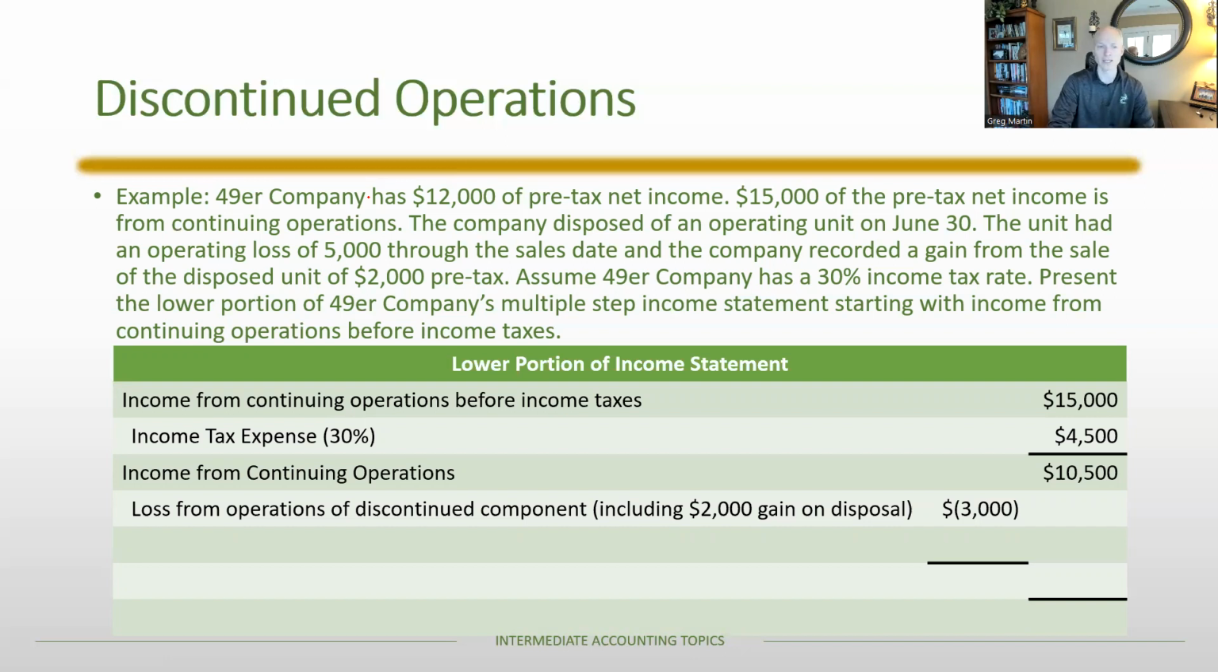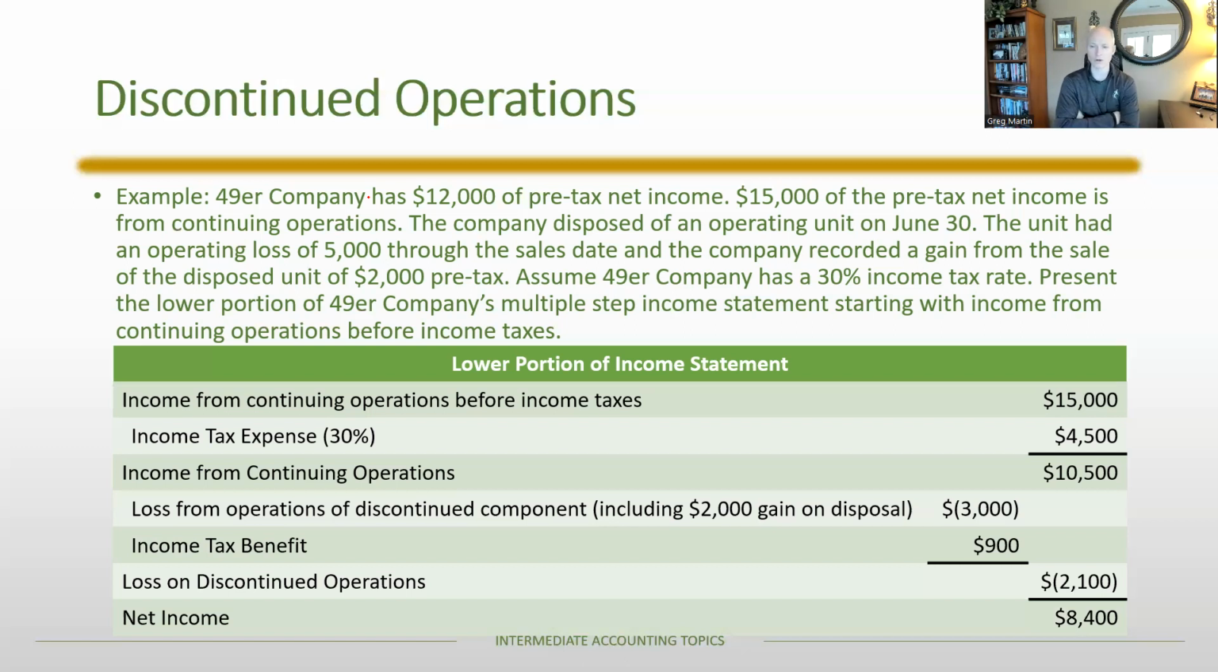And so we're just trying to identify that there. And then the income tax benefit, because it's a loss, it's an income tax benefit. So it reduces the taxes. So it's a positive number. And so then that net loss, the loss on discontinued operations, then is the net of the two, which is a negative $2,100, which leaves us with net income of $8,400.